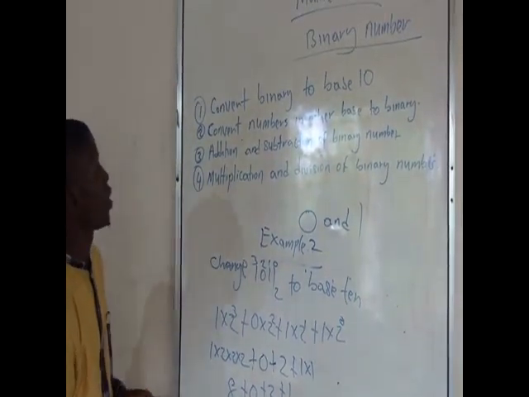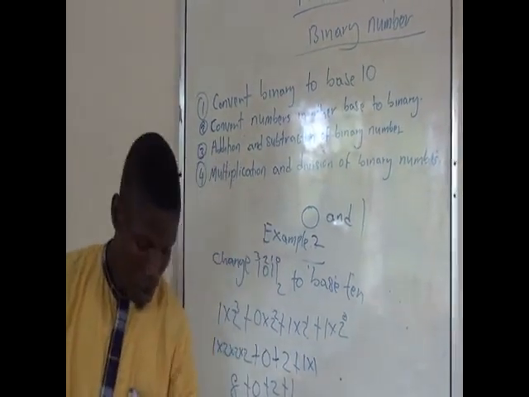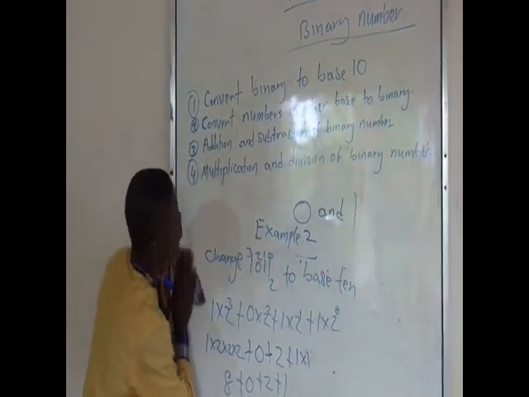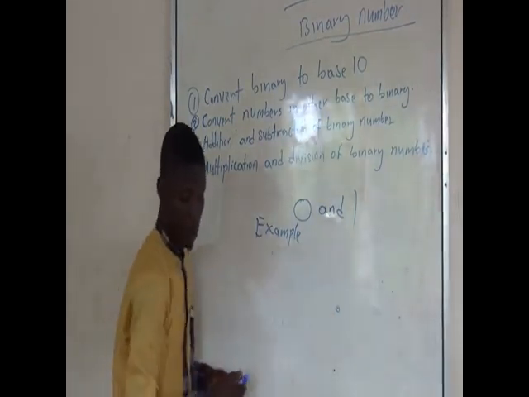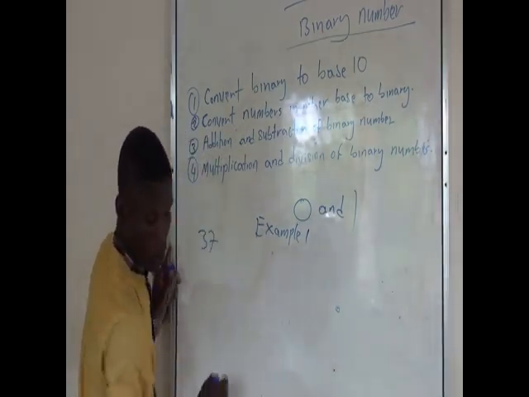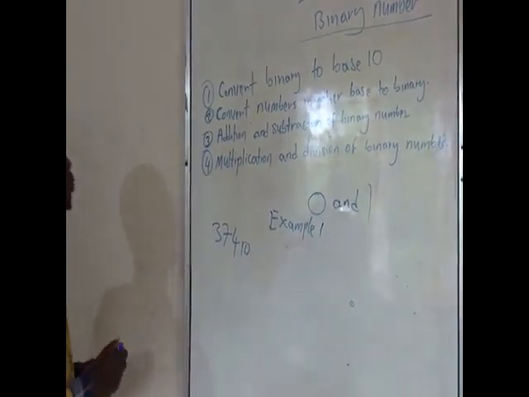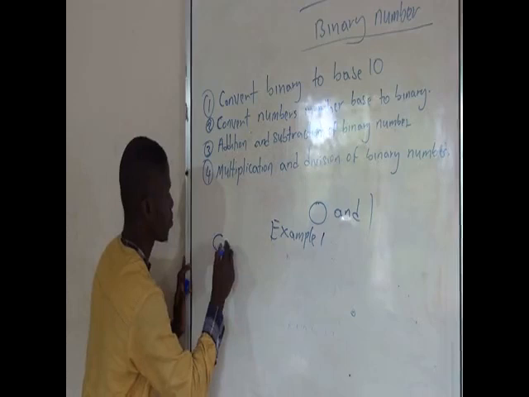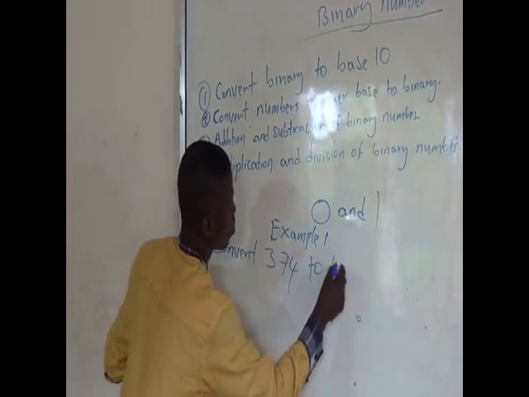Okay, let's check the next topic: convert numbers in other bases to binary numbers. Example 1: I have 374 base 10. We are asked to convert 374 to base 2.